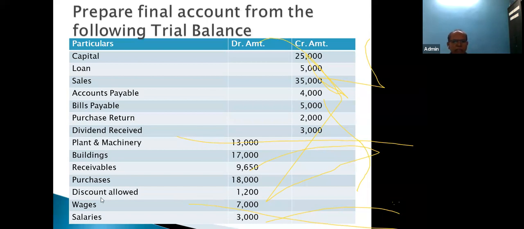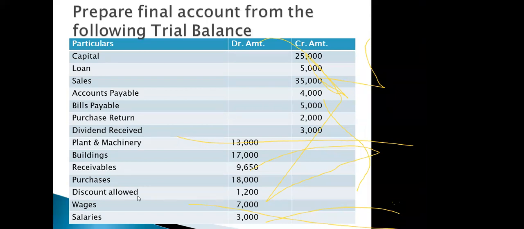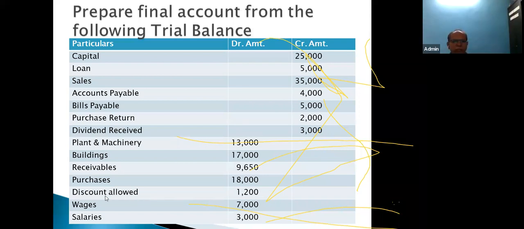Now after purchases, discount allowed. Discount allowed means the company has given discount to the customer. So is this our expense or income? If our company has given discount to the customer, it is an expense. So write in the profit and loss account, debit side, to discount allowed, ₹1,200 in the amount column.